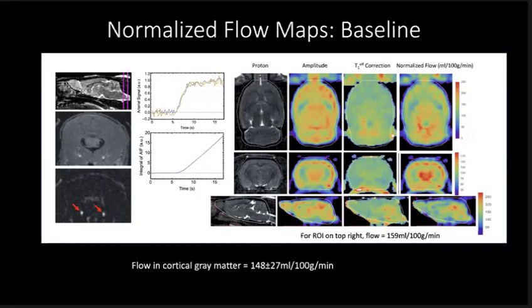But over here, normalized with all the information, that is the normalized flow in this normal brain. And for the ROI in the top right, your flow is about 160 mils per 100 grams per minute. That's a little bit on the high end of the ASL literature, but it's at least in the ballpark.